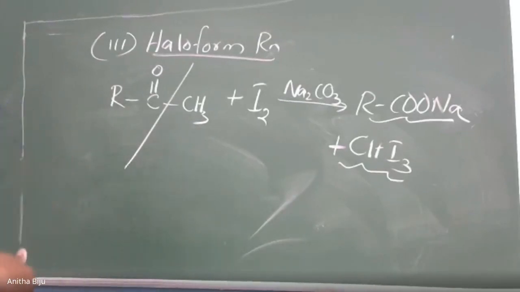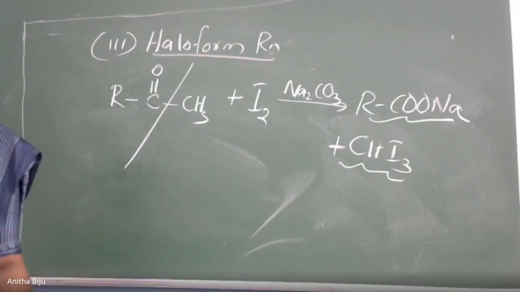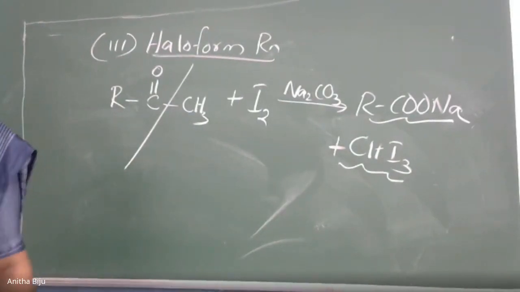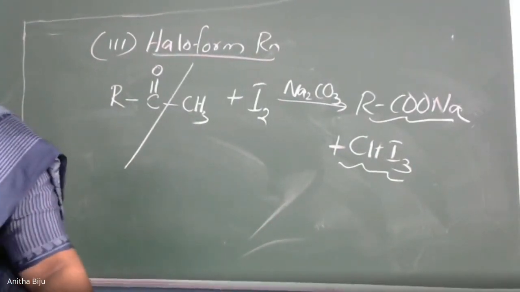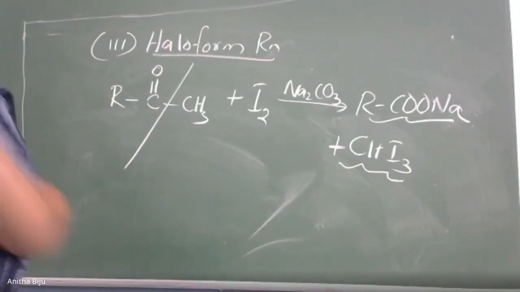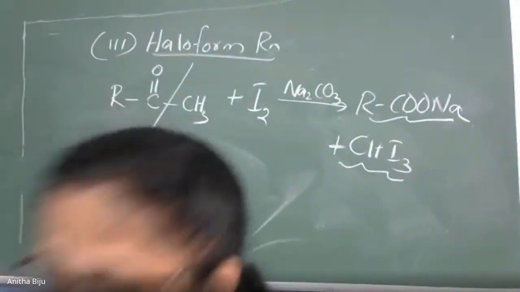First you write the equation. Now after that I will tell you one sentence regarding this reaction. Do it quickly: RCOCH3 plus I2 with alkali. Here I have taken sodium carbonate, giving the corresponding carboxylic acid salt RCOONa plus iodoform. If you are using bromine, you get bromoform. If you are using chlorine, you get chloroform.